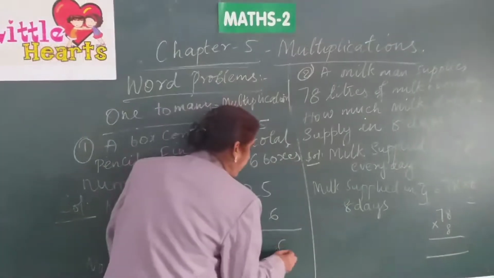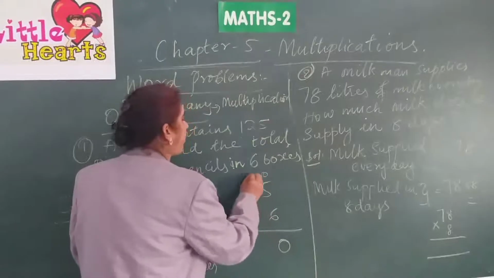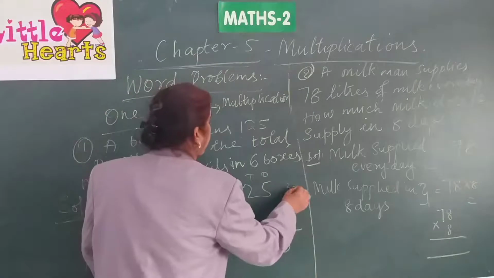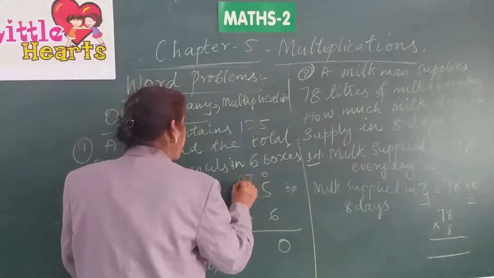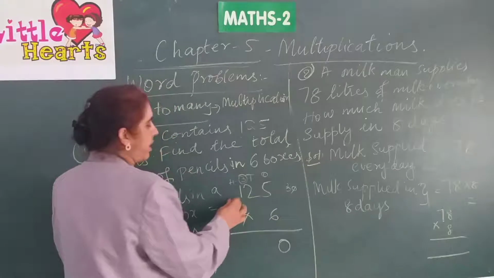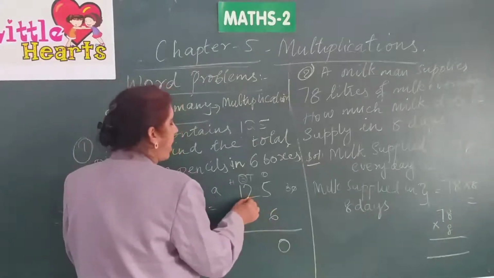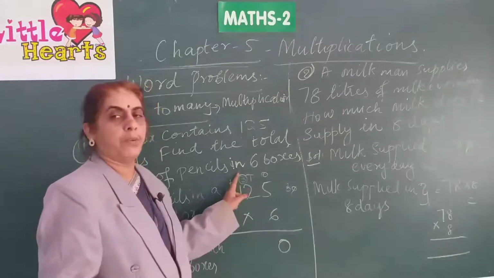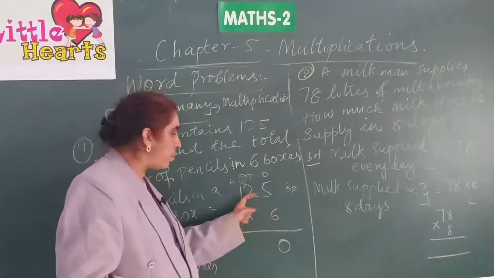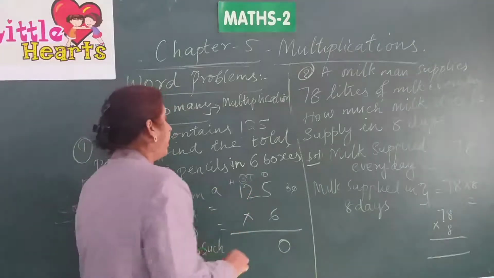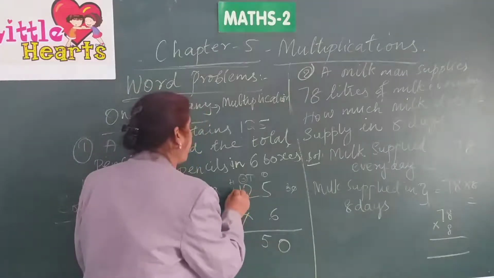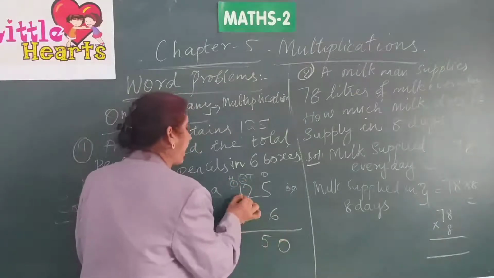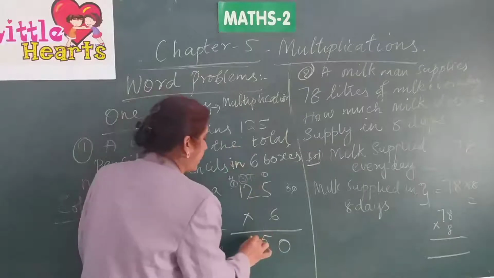6 5s are 30. Always start multiplying from the ones place. 6 5s are 30. Carry this to the tens. Immediately after the ones place there is the tens place. 6 2s are 12 plus 3. Never multiply the carry over number. Carry over number should always be added. 6 2s are 12 plus 3, that is 15. Carry 1 to the hundreds place. 6 1s are 6 plus 1, 7.